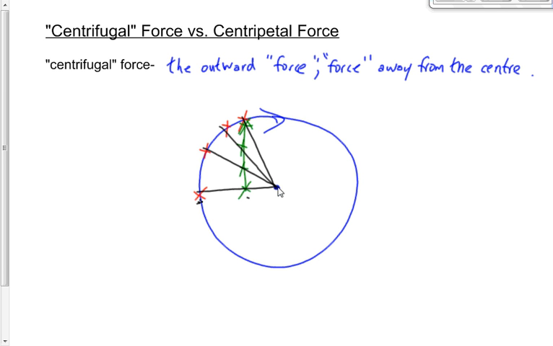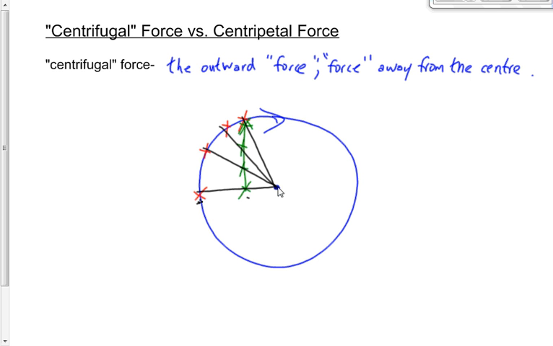So what's really the cause of this pseudo force that we call centrifugal force? One word. It's an I word. What's happening to me right there? I'm going in a straight line. I always want to go in a straight line. What do we call that? Yeah. It's inertia.